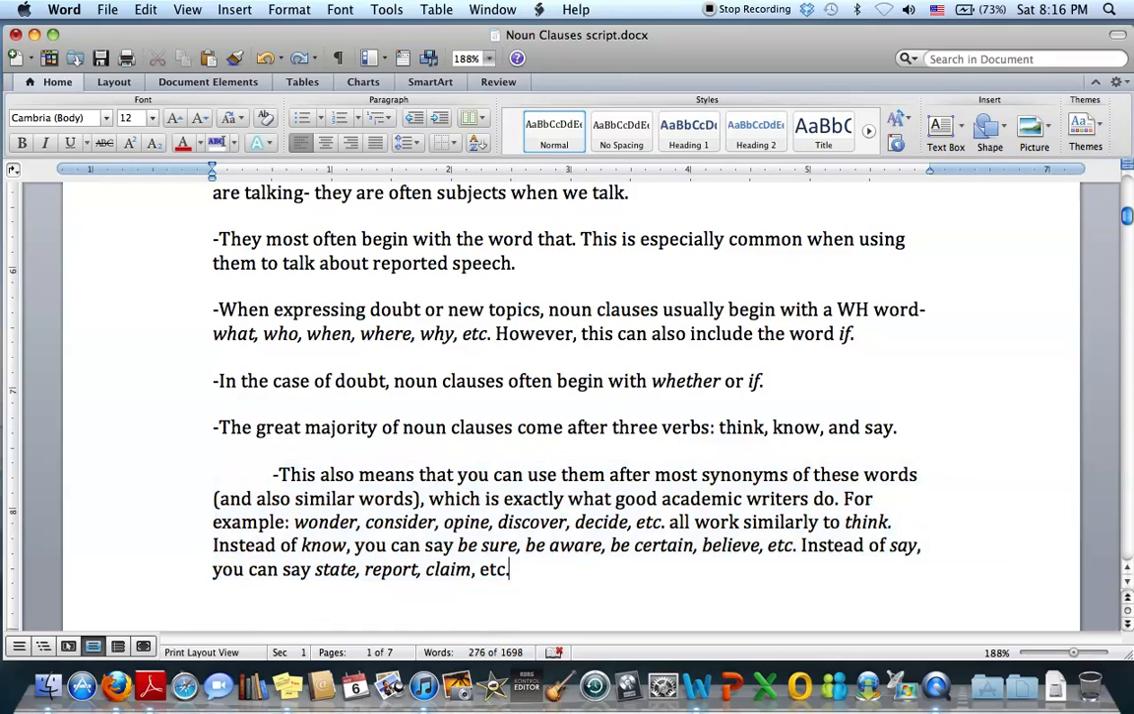So if we say wonder, consider, opine, that's the verb form of opinion, discover, decide, those are all very similar to using think. And instead of saying know, you could say be sure, be aware, be certain, believe. These are all things that we could say instead there. Instead of say, you can say state, report, claim. Those are all fairly common words that you're going to hear in academic writing. But basically, it's these three functions, thinking, knowing, and saying. And that's going to account for about 80% of all the noun clauses you use.